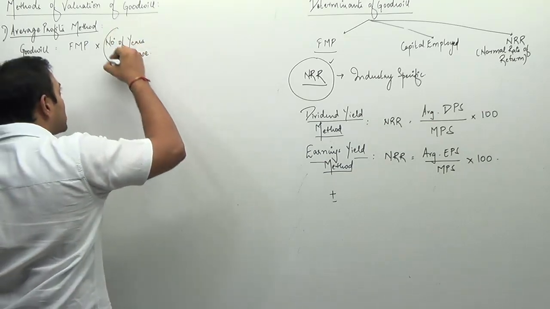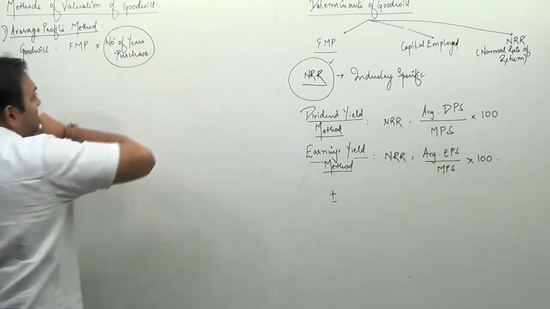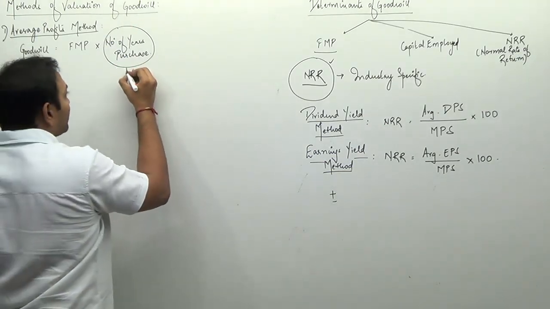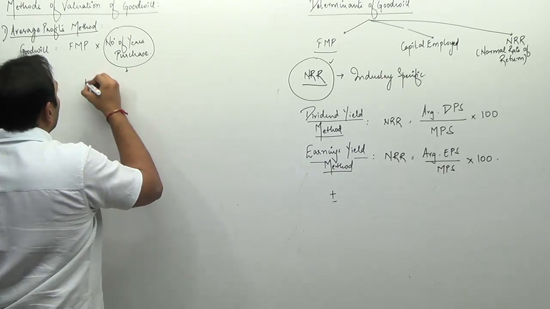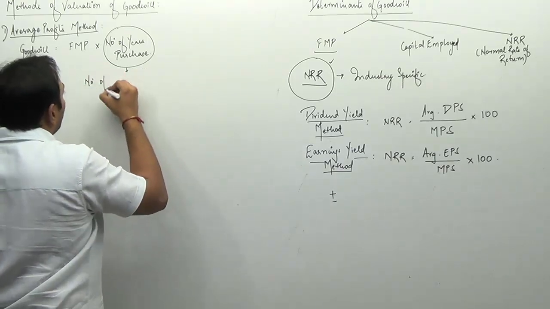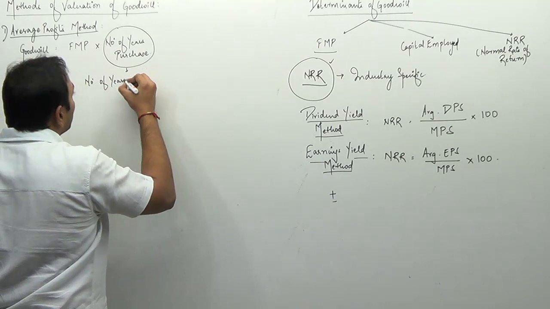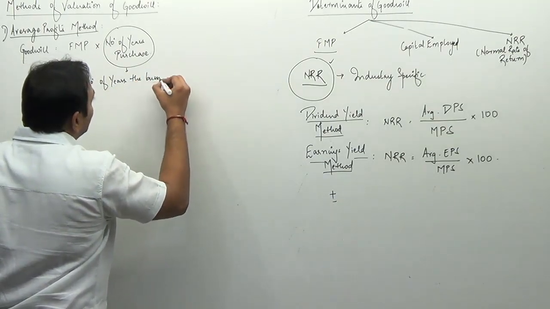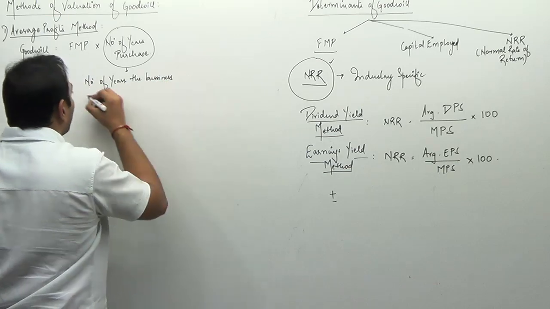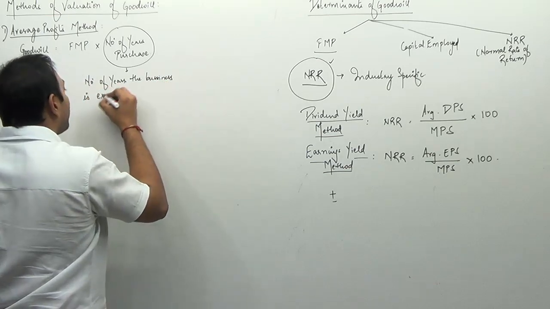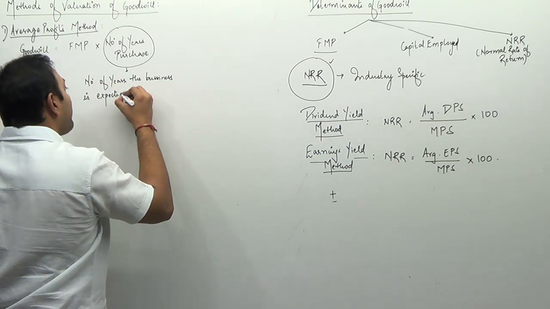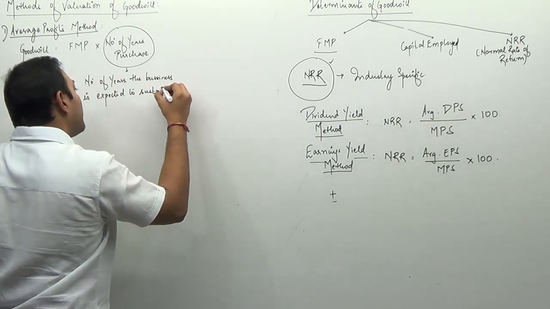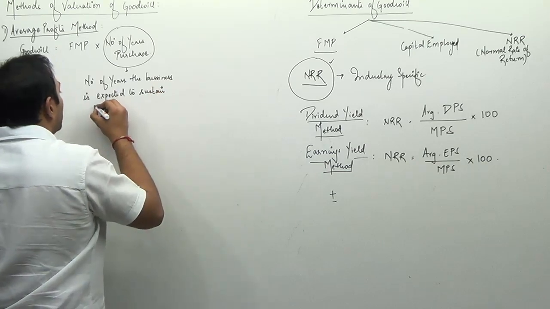Now what do you understand by this term number of years purchase? Number of years purchase means the number of years the business is expected to sustain its goodwill.